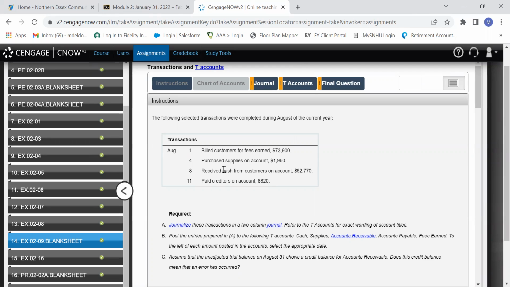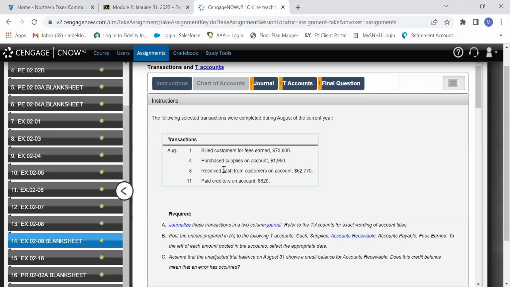So the first thing I would do for this is to write down these transactions on a scratch piece of paper and understand what these transactions mean. So what are we trying to record?